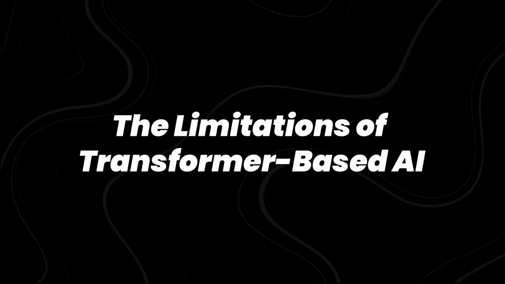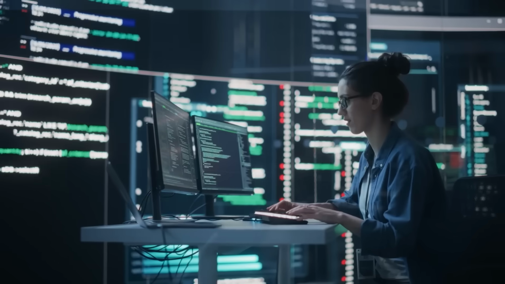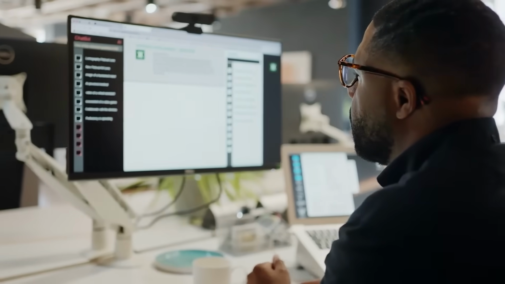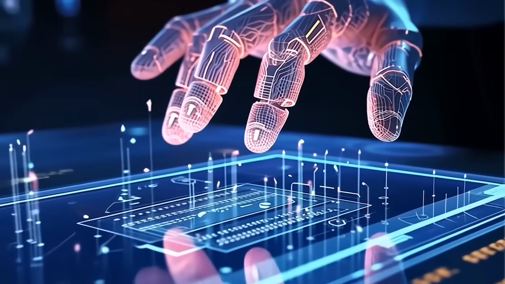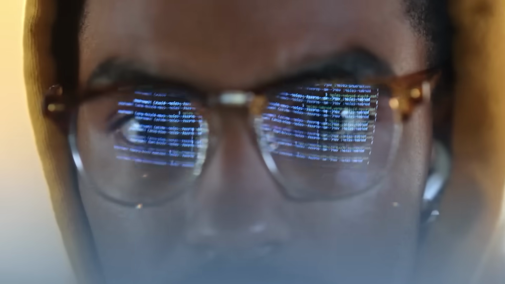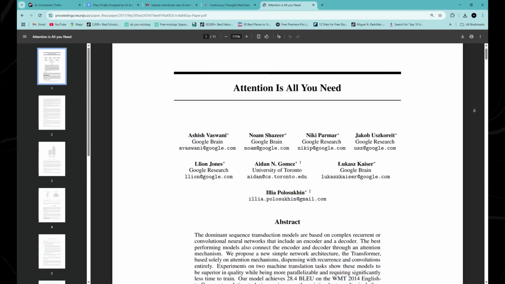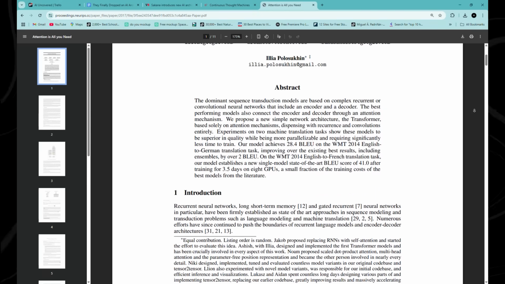The limitations of transformer-based AI. To understand what's new, you first need to understand what we've been using for the past 7 years. Since 2017, nearly every major large language model, including GPT-4 Turbo, Claude 3, Google Gemini, Mistral, LLAMA, and even custom enterprise models, has been based on a design called the Transformer. This architecture was introduced in a Google Brain paper titled "Attention is All You Need."